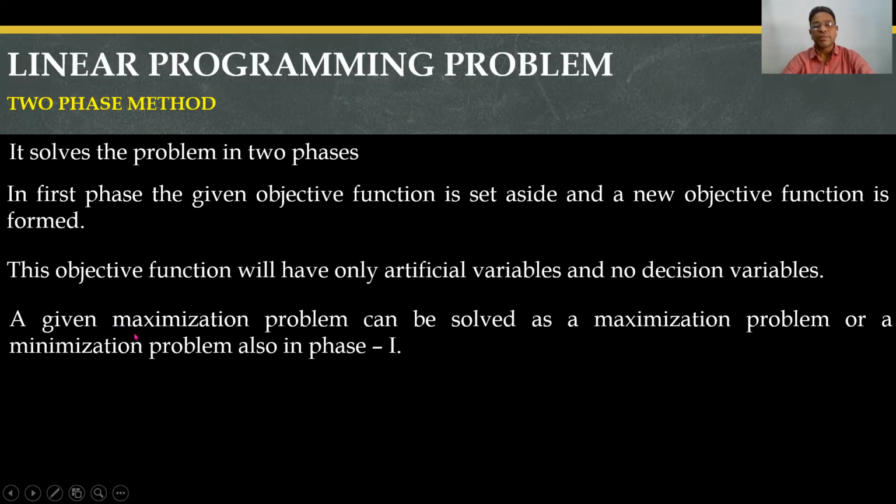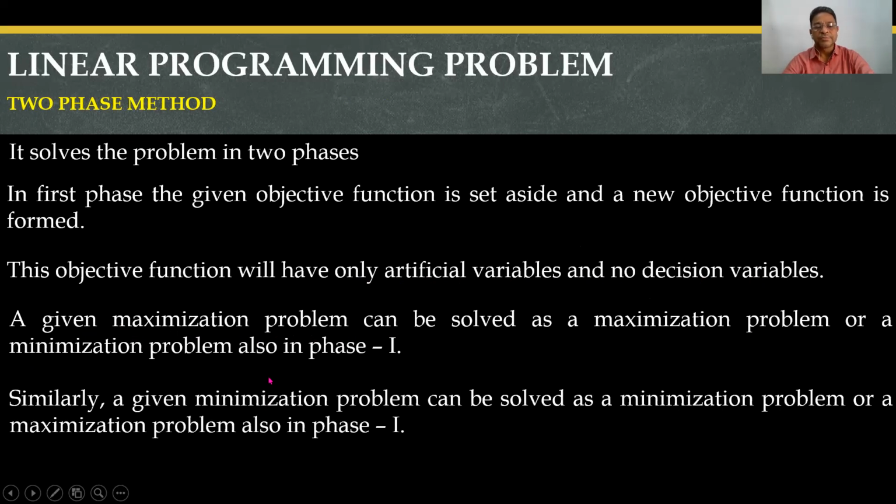Now, a given maximization problem can be solved as a maximization problem, or it can be solved as a minimization problem also. And a given minimization problem can be solved as a minimization problem or a maximization problem also. So we can solve a problem the way we want to. If you are comfortable with maximization problems, we'll solve the minimization problem also as a maximization problem. In all cases, you will get the same optimum value of z.